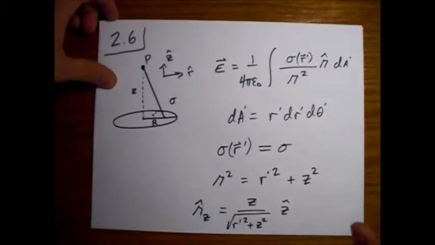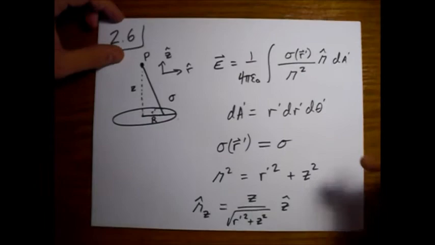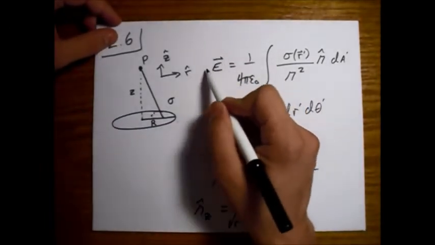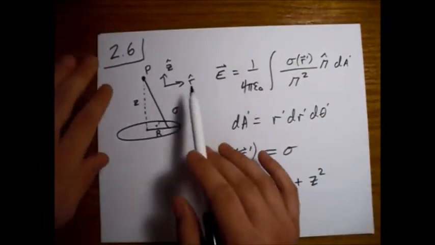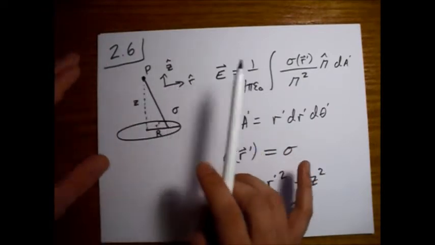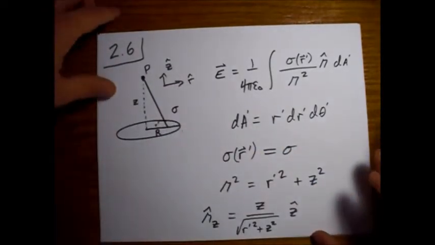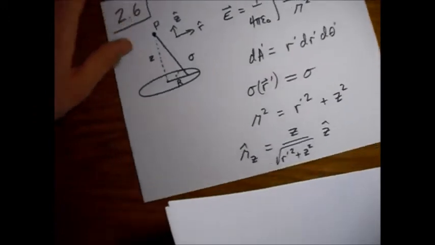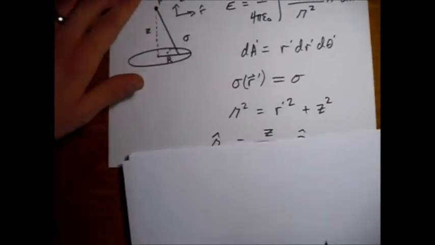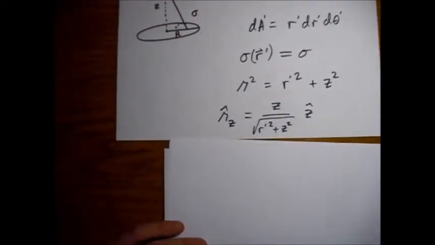So again, what we're going to look for is just the z component of this electric field, because we know that the horizontal components are all going to cancel out anyway. So the z component is the only component left at that point. All right, let's put our pieces in.